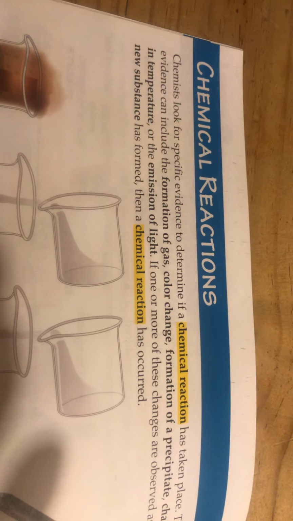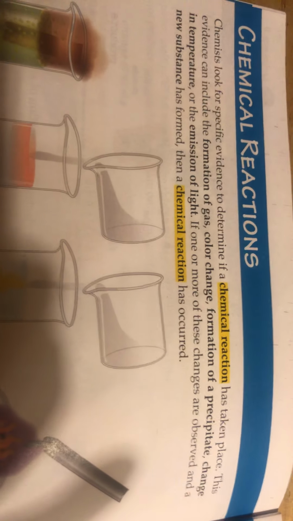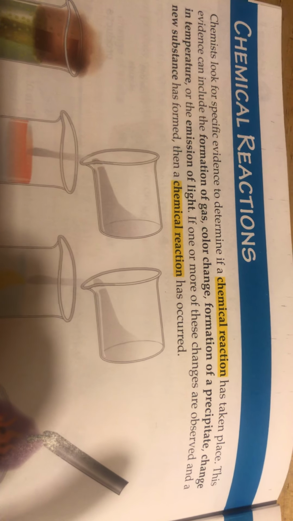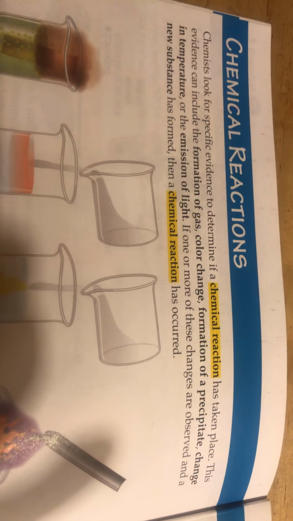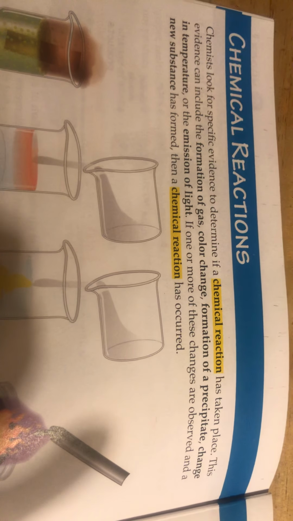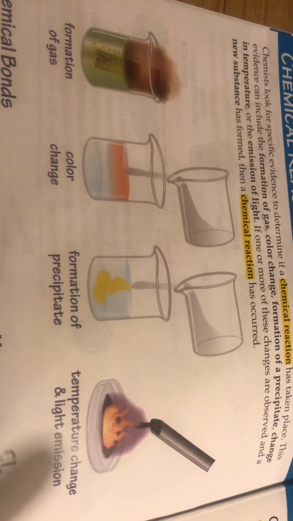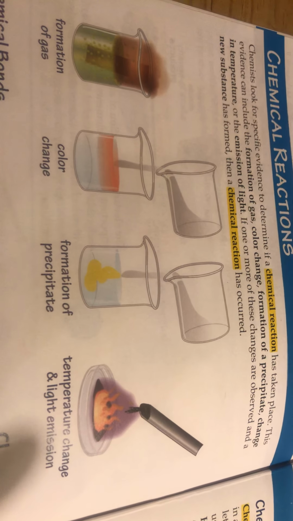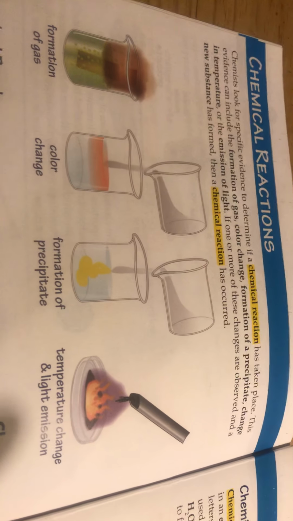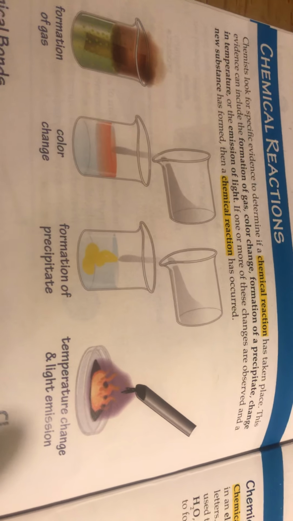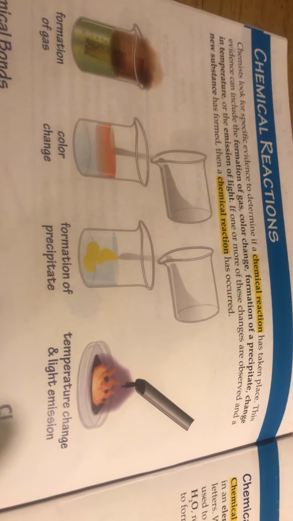Chemists look for specific evidence to determine if a chemical reaction has taken place. This evidence can include the formation of a gas, color change, formation of a precipitate, change in temperature, or emission of light. If one or more of these changes are observed and a new substance is formed, then a chemical reaction has occurred. Formation of a gas, okay, color change, formation of a precipitate. A precipitate is a solid within a liquid usually.